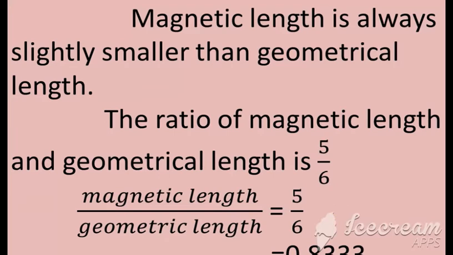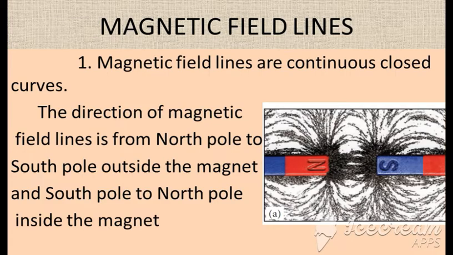Okay, so clear with all this? Yes. So next we are going to see magnetic field lines. So long we have seen what are the properties of magnet. Now we are going to see the properties of magnetic field lines.